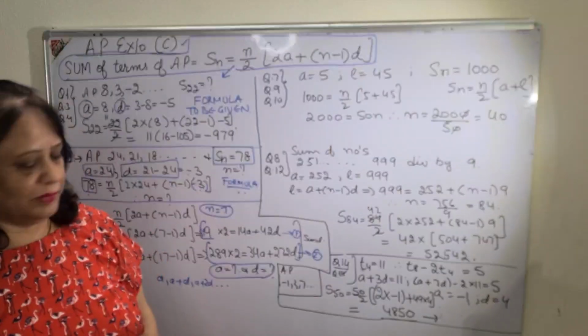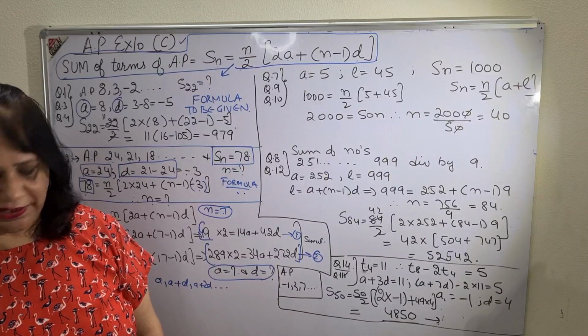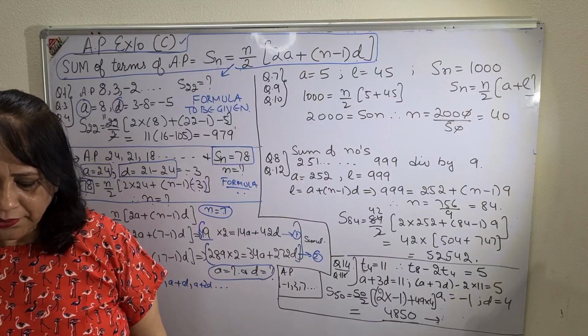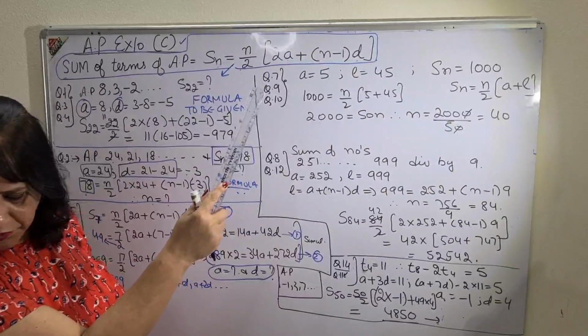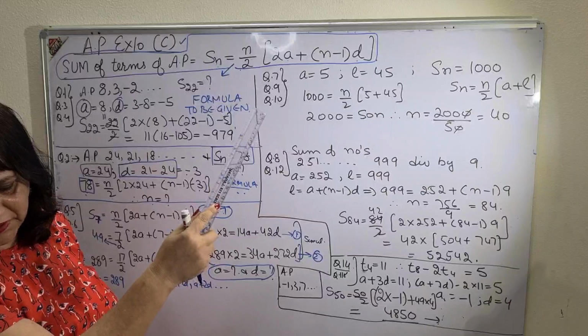Then come to question numbers 7, 9 and 10. Three of them are exactly the same. I have done one of them, for example, 7 sum. The first term of the AP is 5, and L is equal to 45, the last term is also given, and the sum of its terms is 1000.